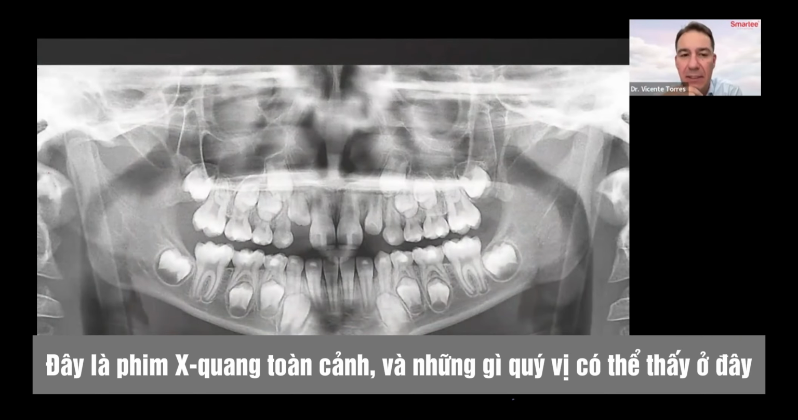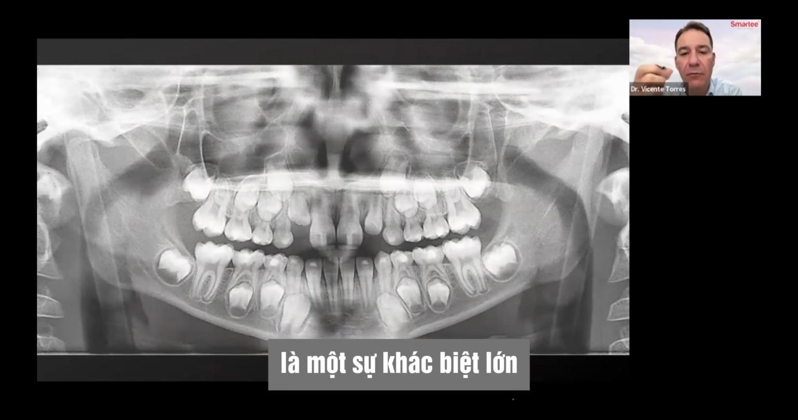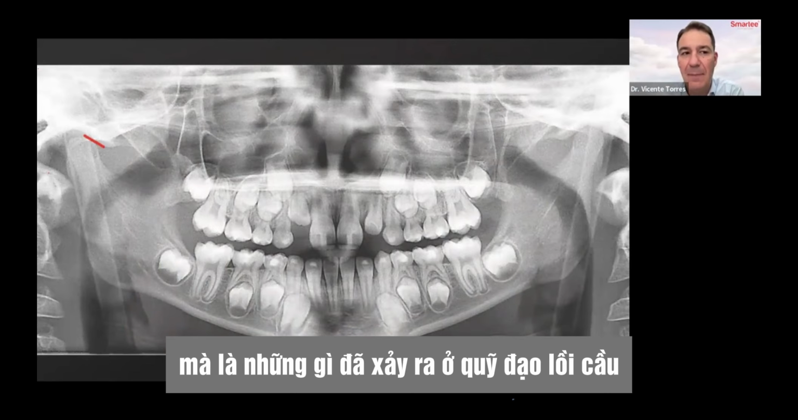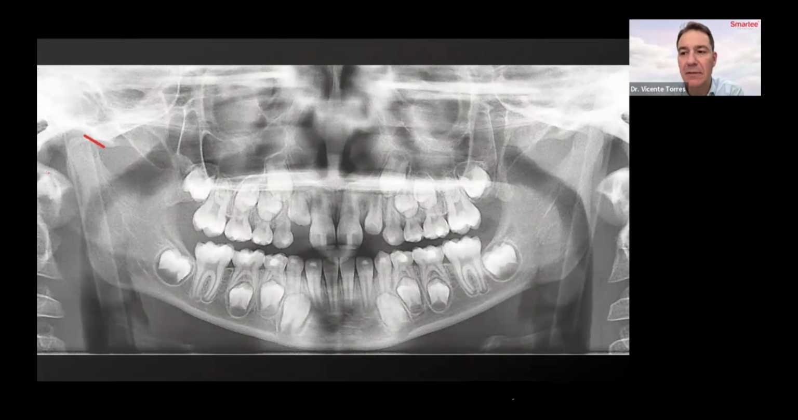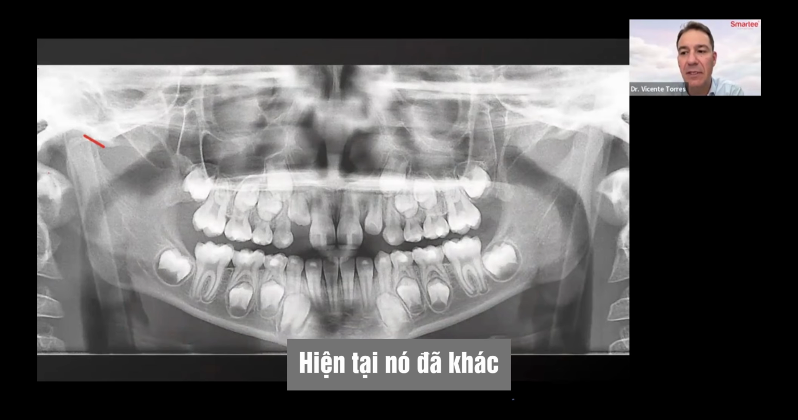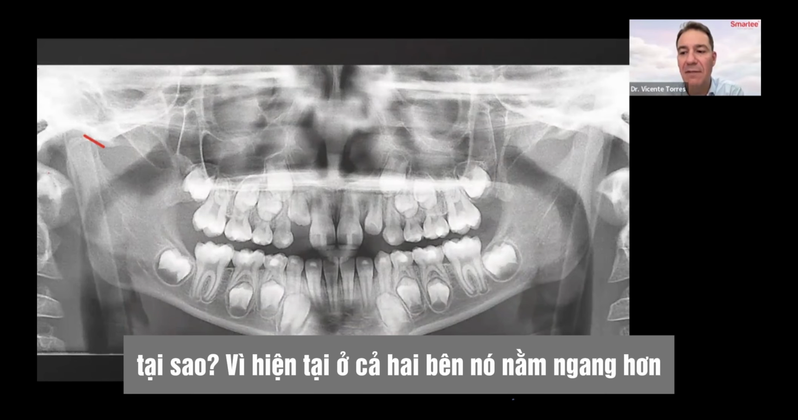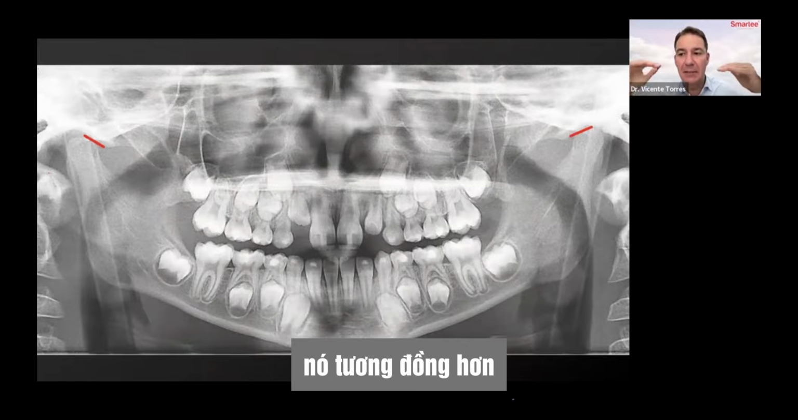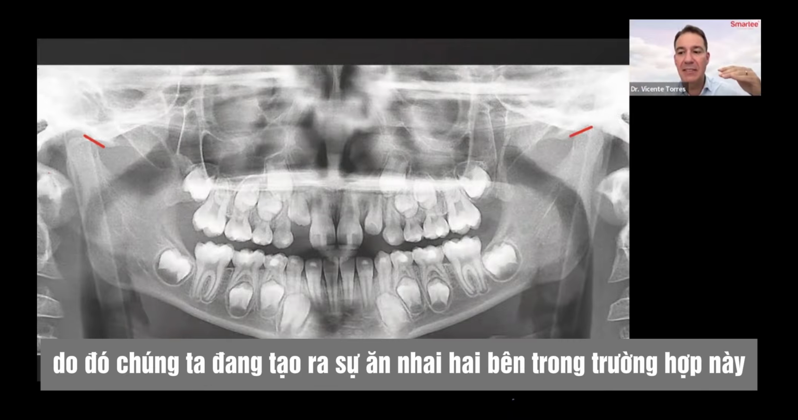And what you can see here, the big difference, not only the space for the lateral incisors, is what happened in the condyle trajectory. Right now it's different. Why? Because in both sides it's more horizontal, it's similar. So we are creating bilateral chewing. It's very important.